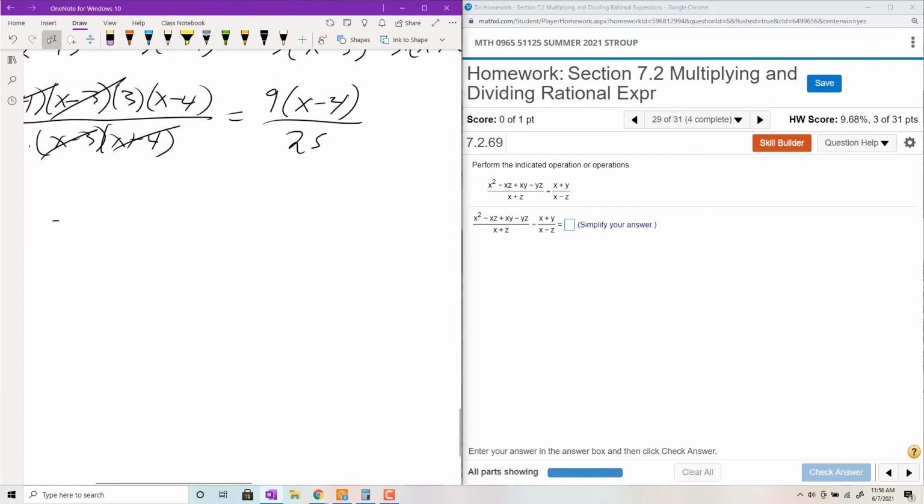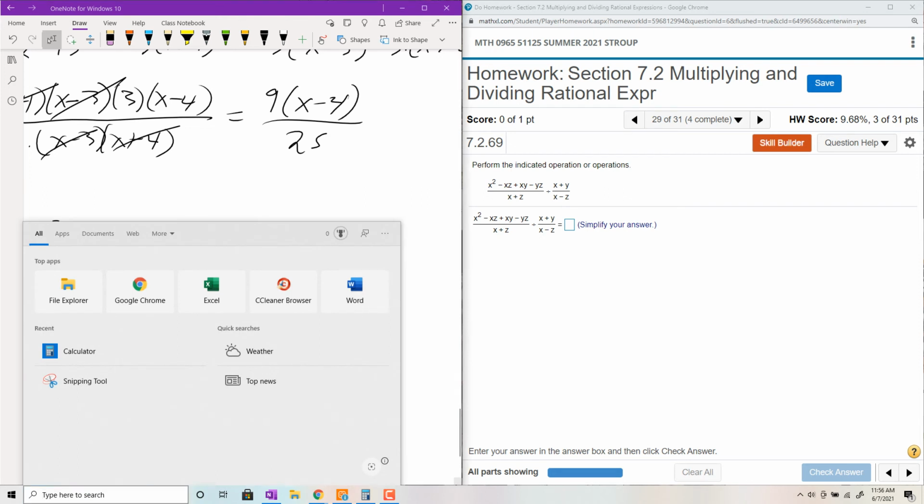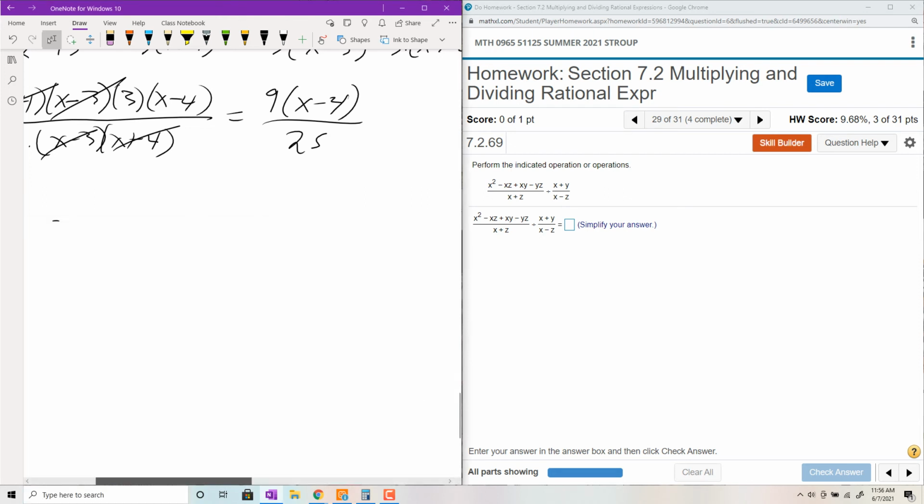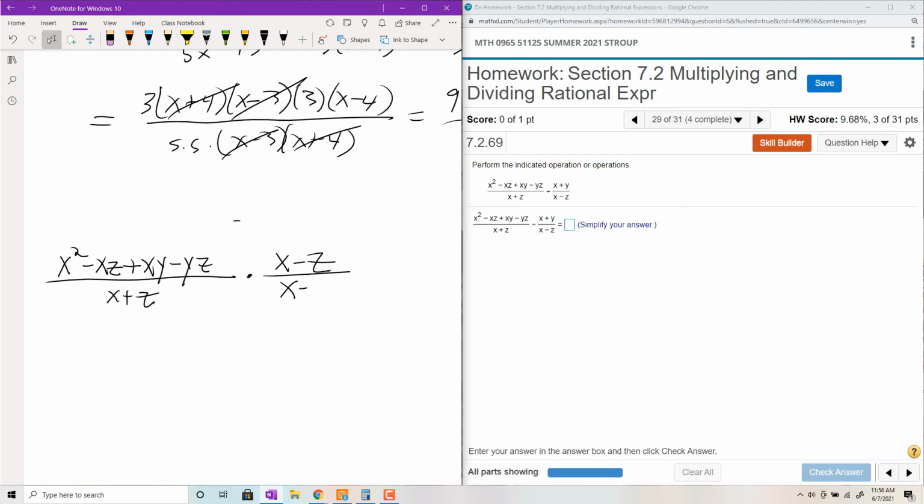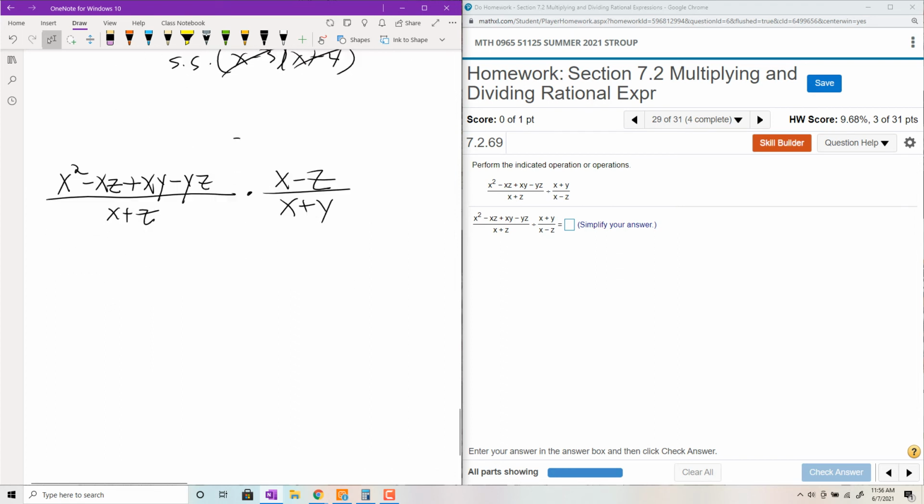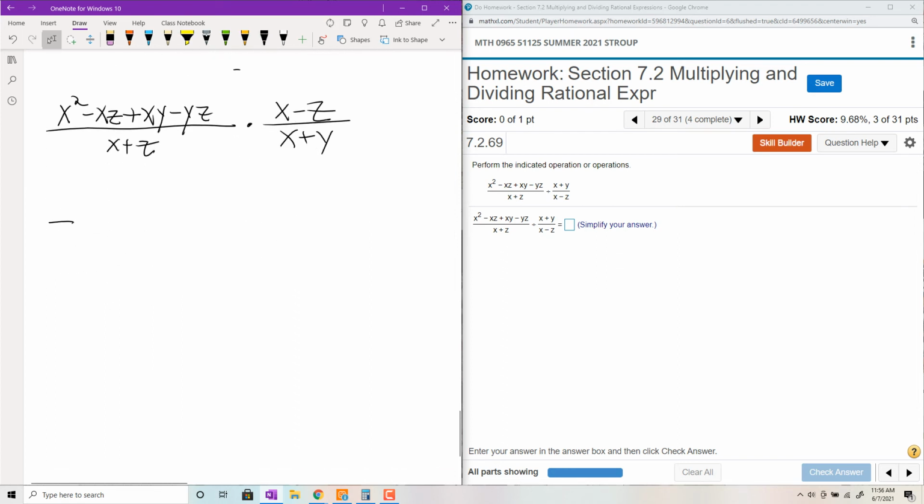It's a multivariable type problem. So I got x squared minus, looks like I'm going to have to do some grouping, plus xy minus yz all over x plus y. I'm going to automatically flip the second term. So I have x minus z all over x plus y. Just rewrite it automatically. Now I can factor everything.